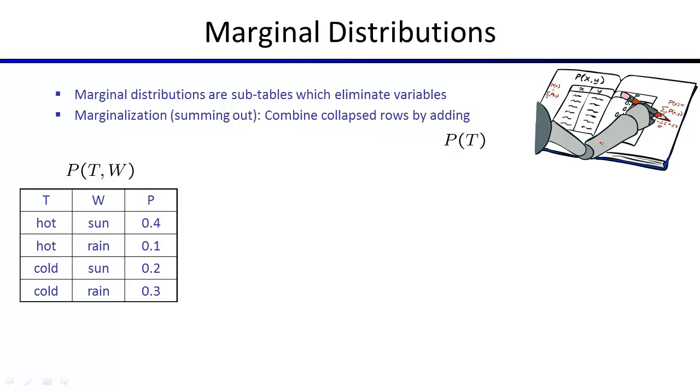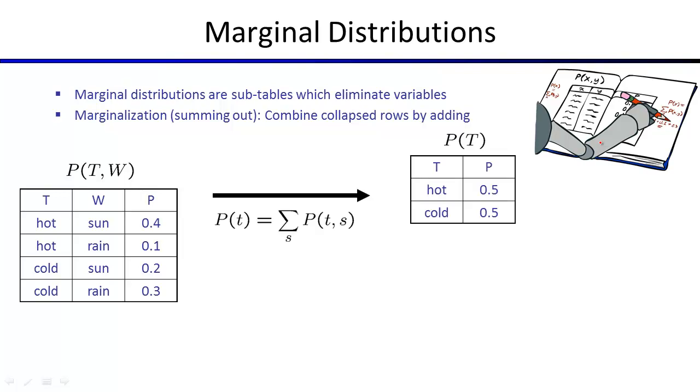Let's do it for temperature. To get that table, the entry for hot is computed by computing the probability of event hot from this table over here, which is the sum of these 2 rows here, which gives us 0.5. Similarly for cold, we have the sum of these 2 rows over here, which also gives us 0.5.